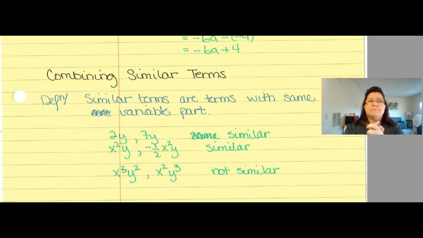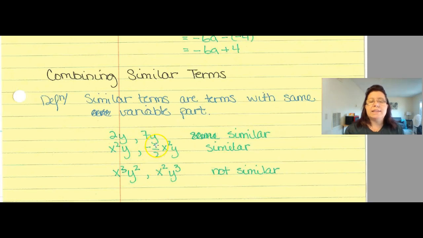Think of it like this. I have six buckets and I have 10 pens. What do I have? Well, I have six buckets and I have 10 pens. But if I have 10 pens and three pens, how many pens do I have? 13 pens. As long as they're the same thing, I can combine them. So similar terms are terms with the same variable part, but not just the letter. It has to be the power too. The exponent has to be exactly the same.